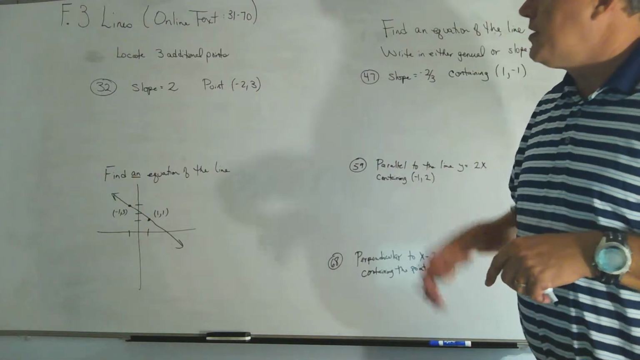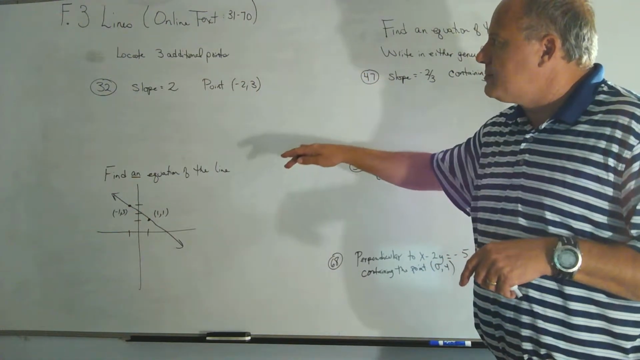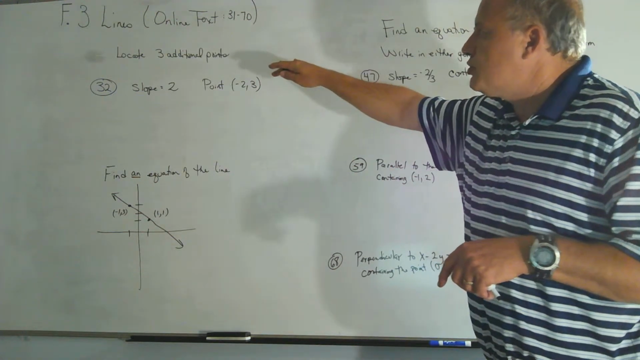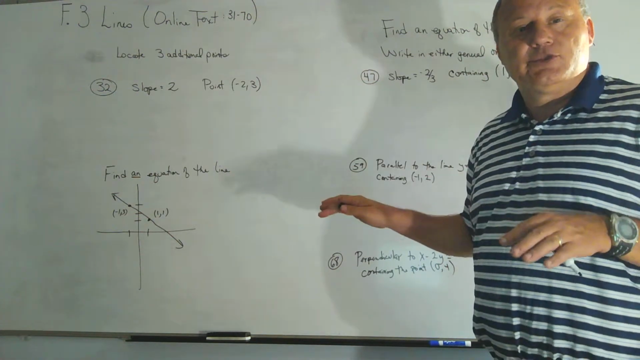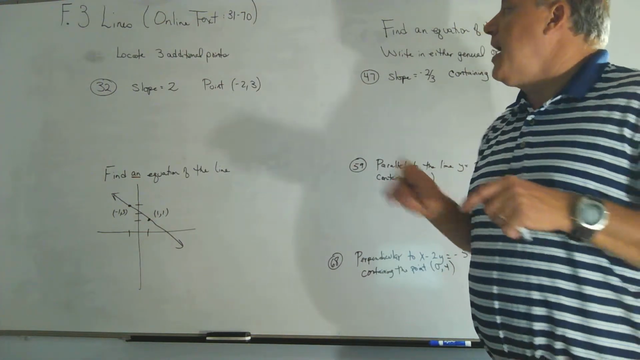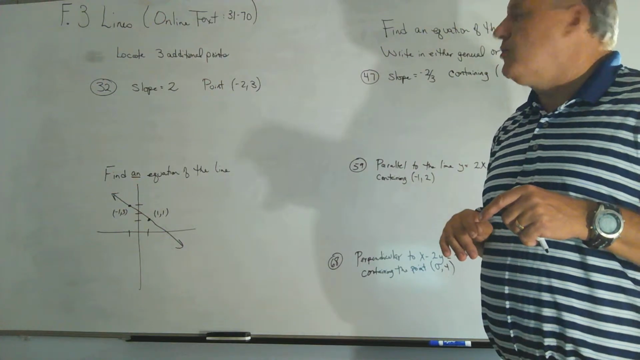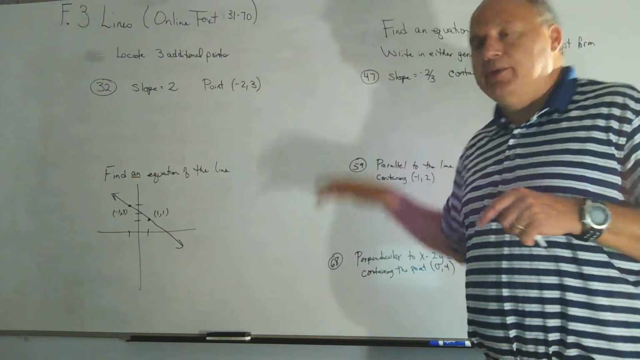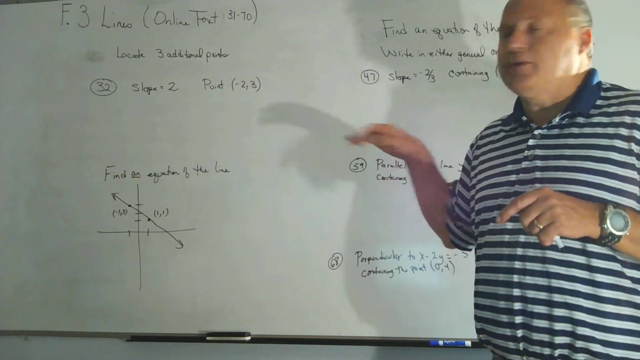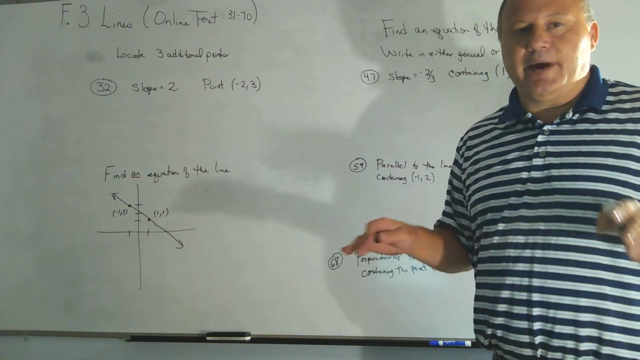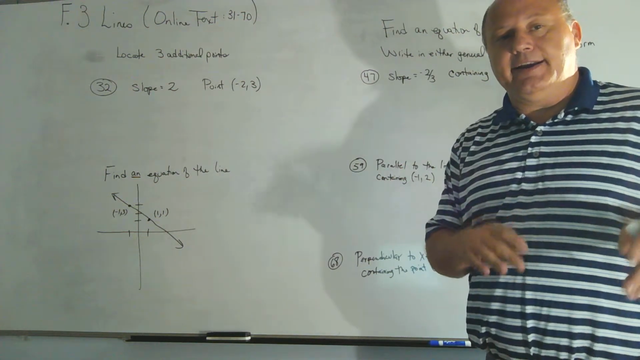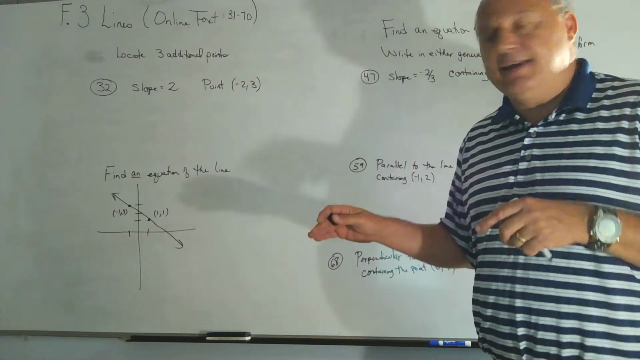So the first two problems are kind of the same, except on this one we're going to locate 3 additional points, and that's all. So the line has a slope of 2, and it's got to go through the point -2, 3. So besides -2, 3, we want to find 3 additional points on that line. So you're going to use the slope to do that. You don't need an equation really on this one, but answers might vary. You might be getting different numbers than somebody else might be getting.